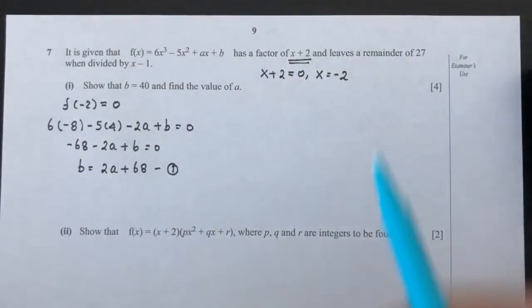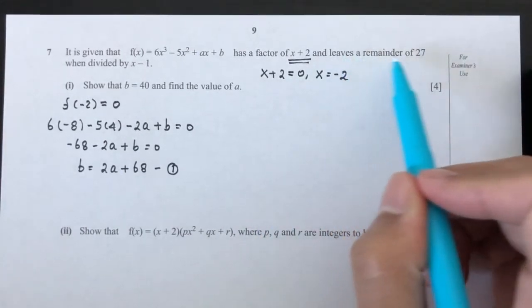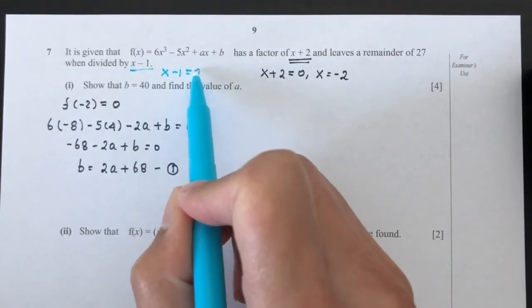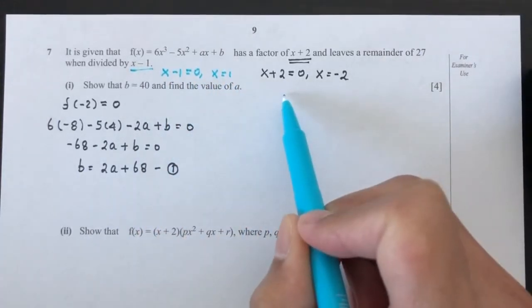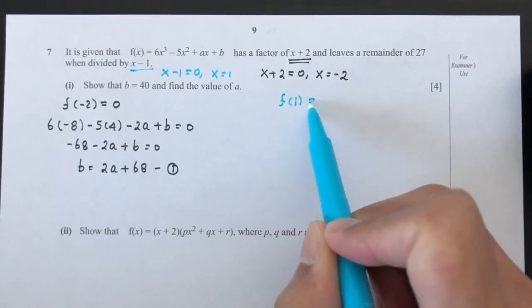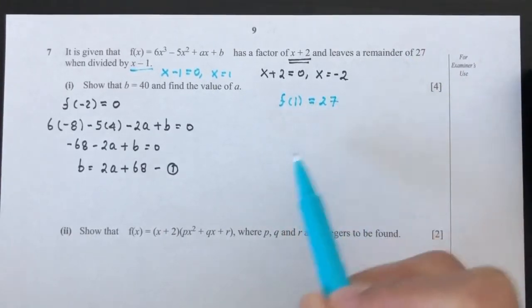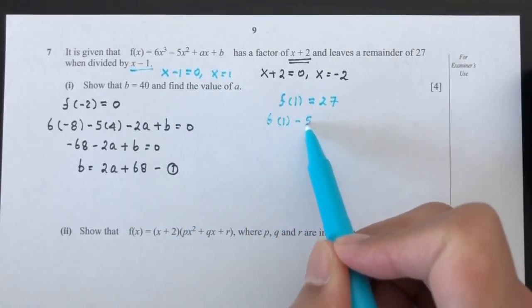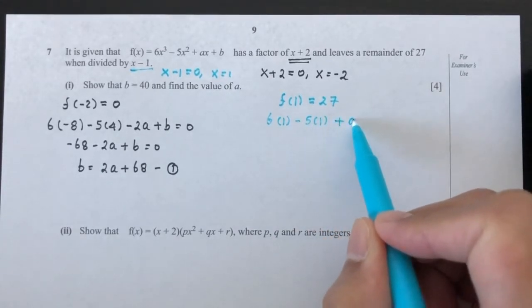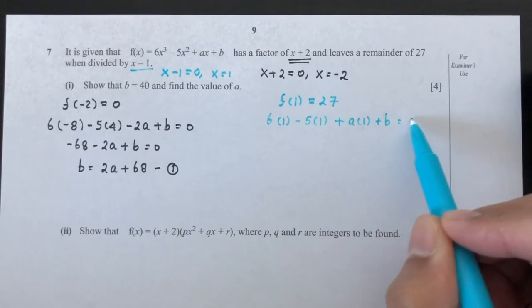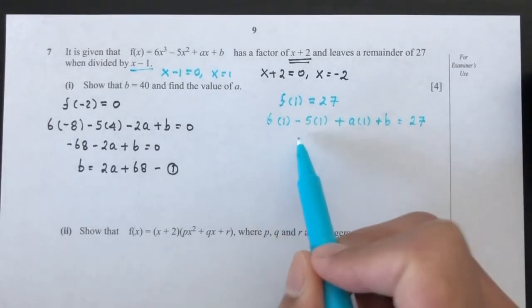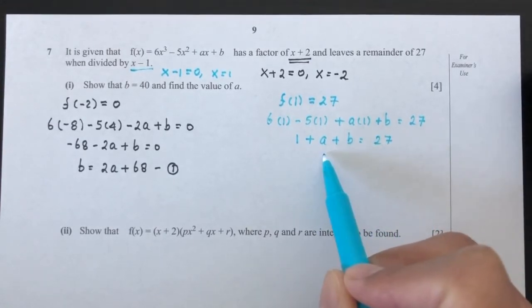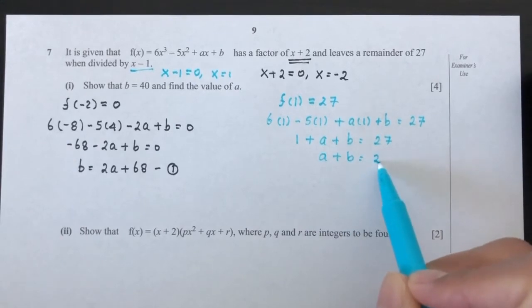Now for my equation number 2, we have to use the other information. It says it leaves a remainder when divided by this. So same steps, x minus 1 equate to 0, x will be 1. So it means that if f takes the value of 1, it will have a remainder of 27. So replace back in your equation, you will have 6 times 1 minus 5 times 1 plus a times 1 plus b has to be 27. Now simplify, this will be 1 plus a plus b is 27. So a plus b has to be 26.